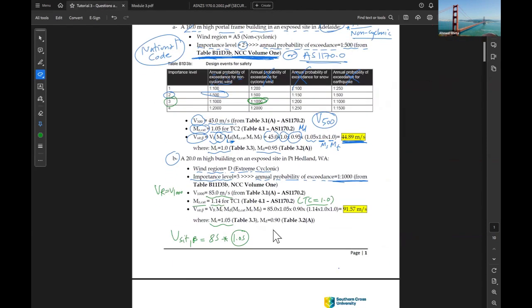So all the parameters here are correct. So 1.14 for terrain category 1, MC 1.05, MD 0.9. MS was taken as 1 and MT is given as 1. So the V site beta for the north direction is 91.57 meter per second.